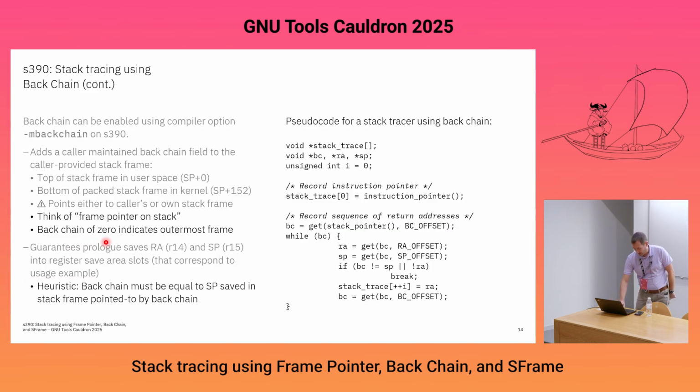And if we look at pseudocode, then as always, we start with saving the instruction pointer, and then with the initial backchain, as long as the backchain is valid, we retrieve the return address and stack pointer from the stack at the fixed offsets. We can check this heuristic, and then if it's valid, we save the return address and we repeat with the next backchain.